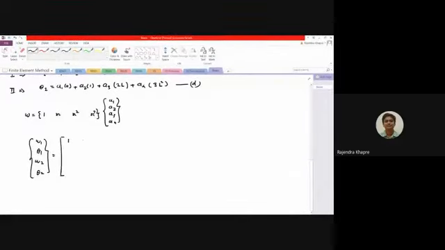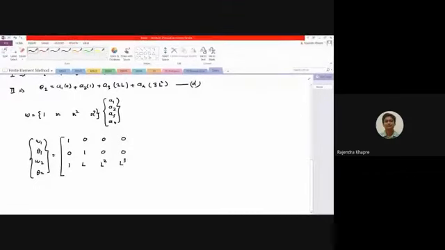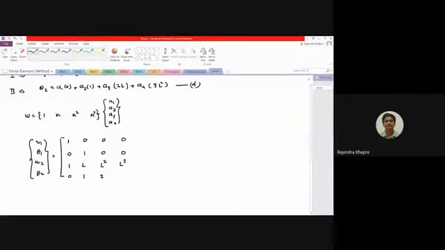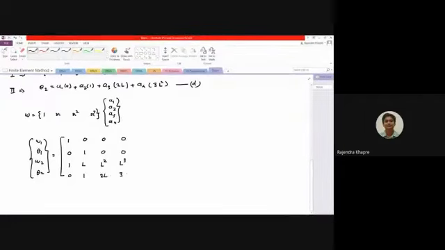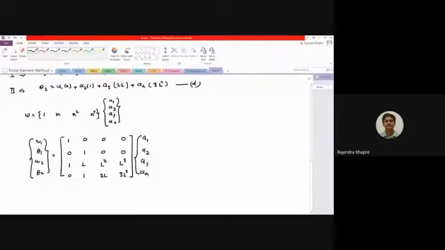So here we have 1, 0, 0, 0. Here you have 0, 1, 0, then 0. This will be 1, this will be L, this will be L square, and this will be L to the power 3. And lastly, we have something like 0, then 1, and this will be 2 times L, and this will be 3 times L to the power 2. Okay, and this now can be multiplied with the unknown constants, that is a1, a2, a3, and a4.